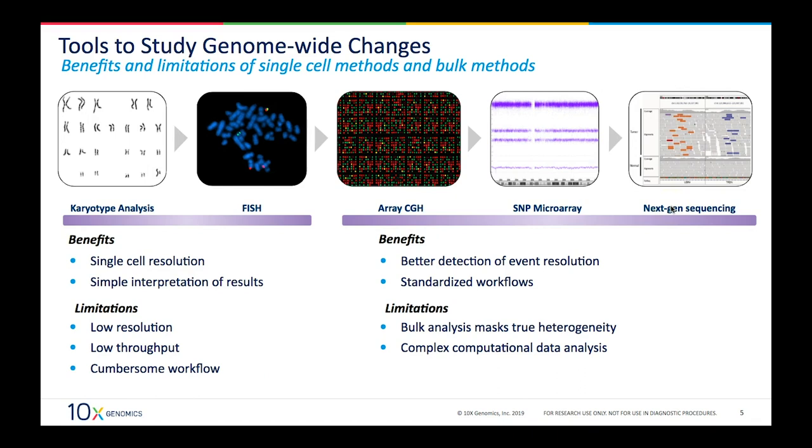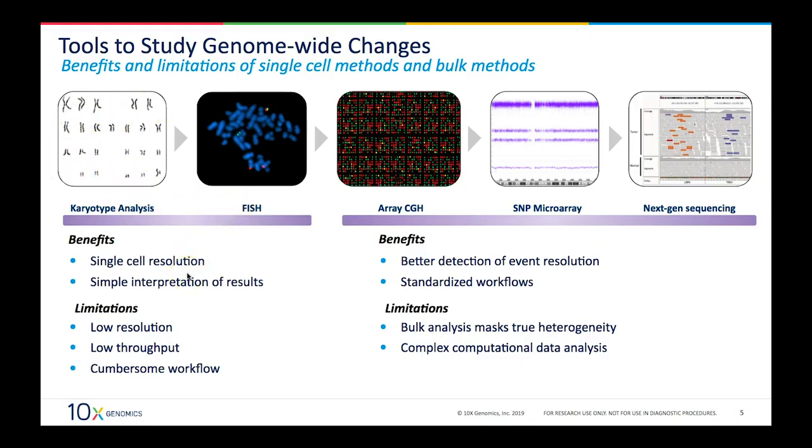Heterogeneity has been understood for a long time, and a lot of tools were developed to study it. They all have some advantages and disadvantages. Some of the tools that can be applied at single-cell resolution are karyotype analysis and FISH, or fluorescence in situ hybridization. These tools can be applied at the single-cell level, and the interpretation can be very easy. For example, in karyotype, you can just line up all your chromosomes, count them, look at their lengths and see if it makes sense. So you can see big aberrations in here.